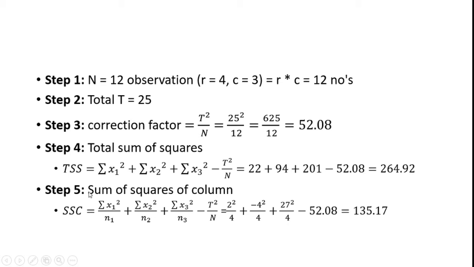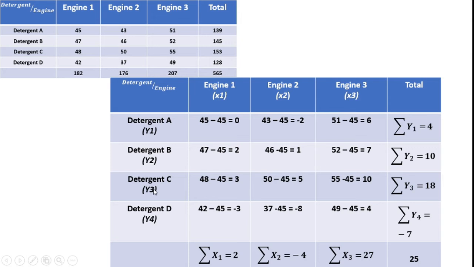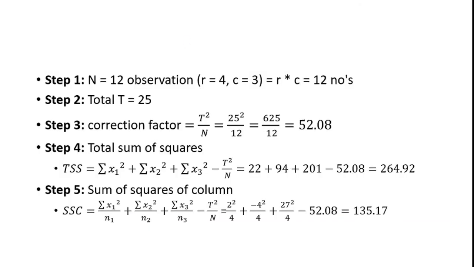How do I calculate the sum of squares of the column? Here, what are the values available with the columns according to our experiment? The columns are engine 1, engine 2, engine 3. So the sum of squares of columns is also known as the sum of columns with respect to engine. Here, SSC is equal to summation of x1 square divided by n1. In previous calculations we got the sum of x1 square from the table, divided by n1.